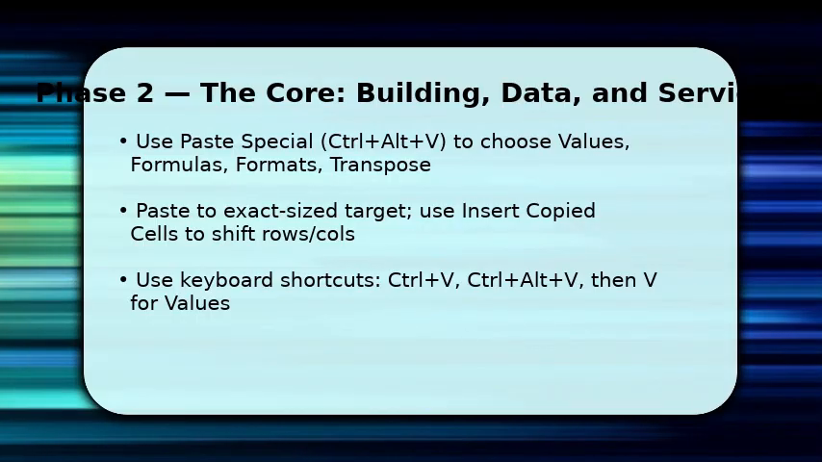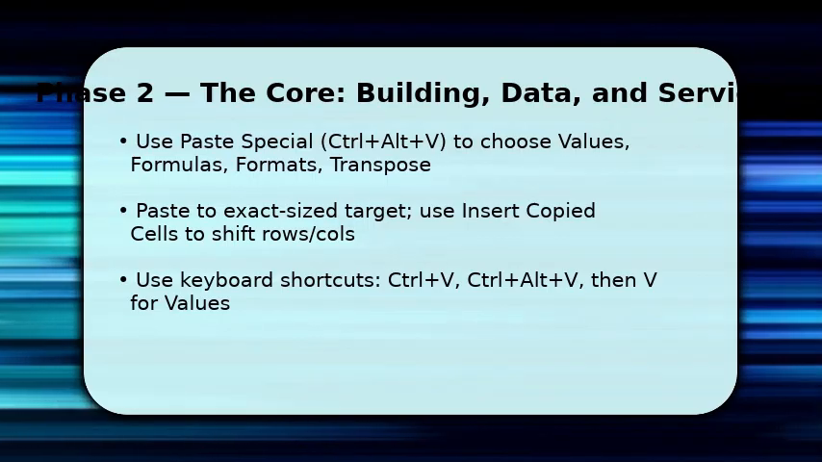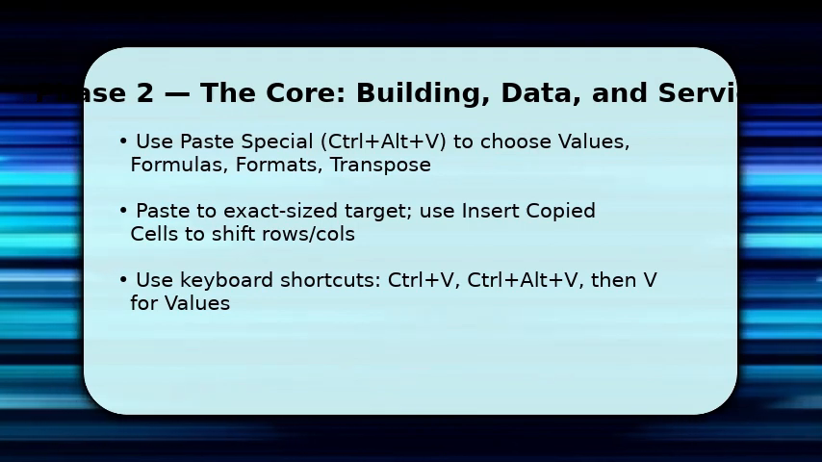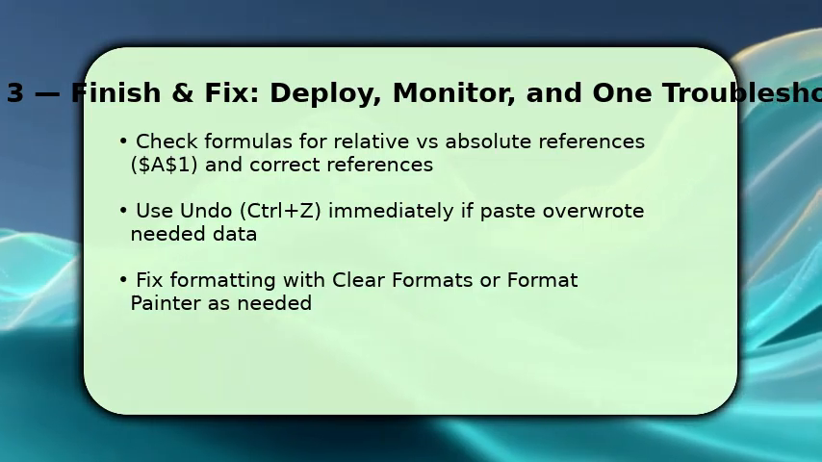You can press Ctrl plus V for a default paste, but use Paste Special with Ctrl plus Alt plus V to control the how. Choose values to strip formulas, formulas to keep logic, formats to apply styles, or transpose to flip rows and columns. Make sure the target area matches the source size, or use Insert Copied Cells to shift content without overwrite. If you rely on shortcuts, press Ctrl plus Alt plus V, then hit the letter for your choice to paste quickly.